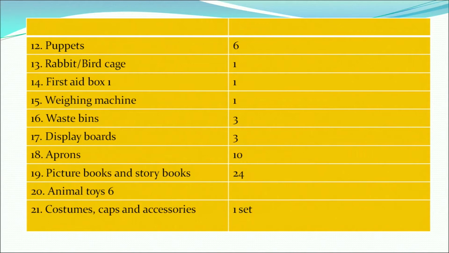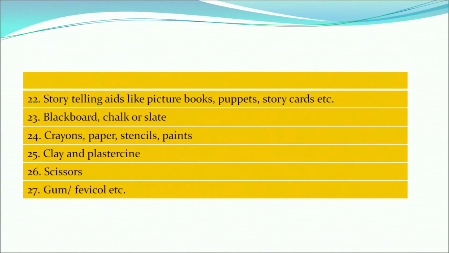the rabbit or the cages should be there, so that it gives an exposure to the children for the outside environment as well. In the storytelling session, the teacher would require a picture book, puppets or items that are related to storytelling. There should be a blackboard or a chalkboard, and other things like clay and scissors. Scissors obviously the children would not be using, but the teacher would be using for making various craft activities for the children. There should be a gum bottle, etc.